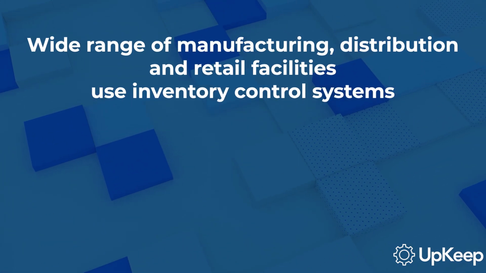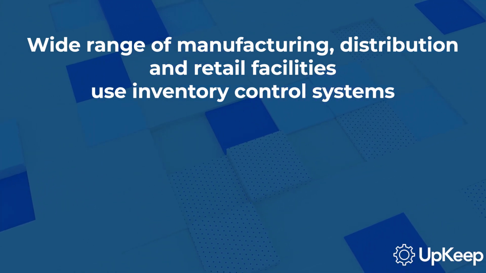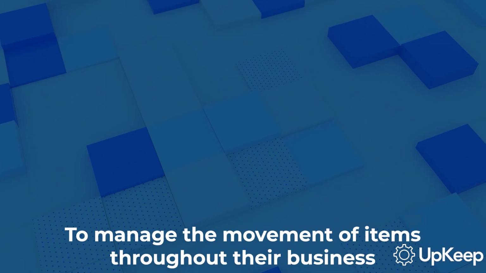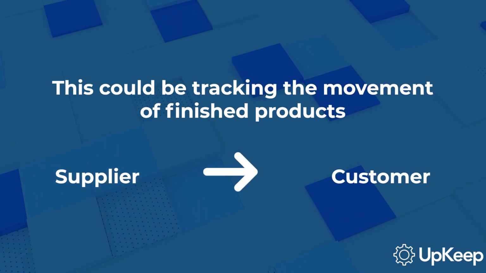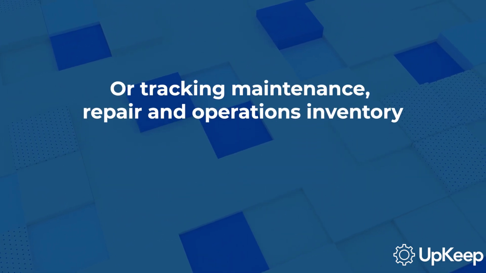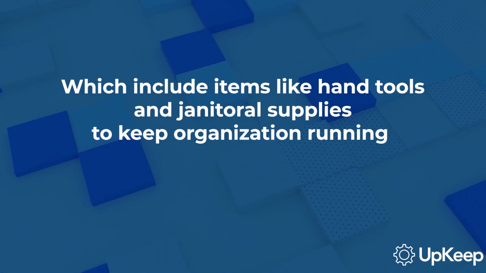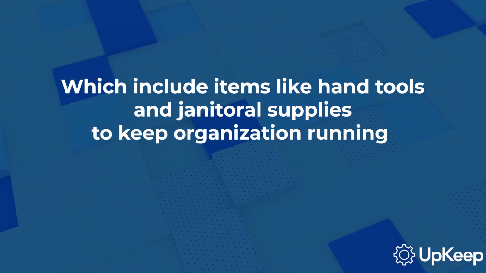A wide range of manufacturing, distribution, and retail facilities use inventory control systems to manage the movement of items throughout their business. This could be tracking the movement of finished products from suppliers to customers, ordering raw materials to produce a finished product, or tracking maintenance, repair, and operations inventory, which includes items like hand tools and janitorial supplies used to keep an organization running.